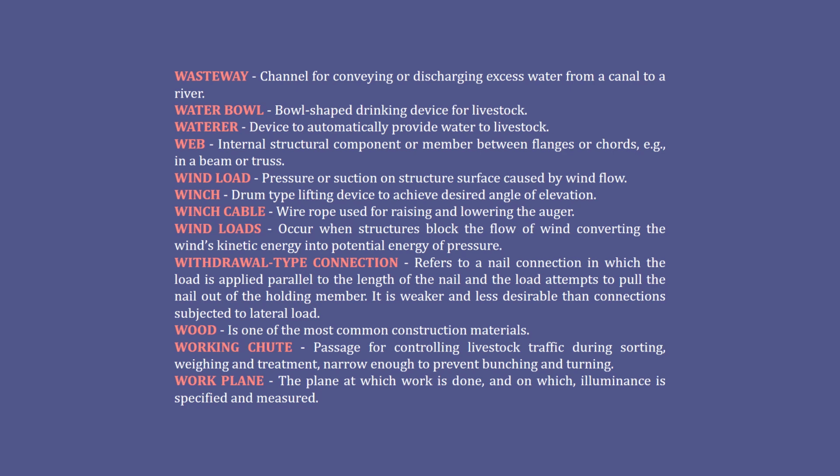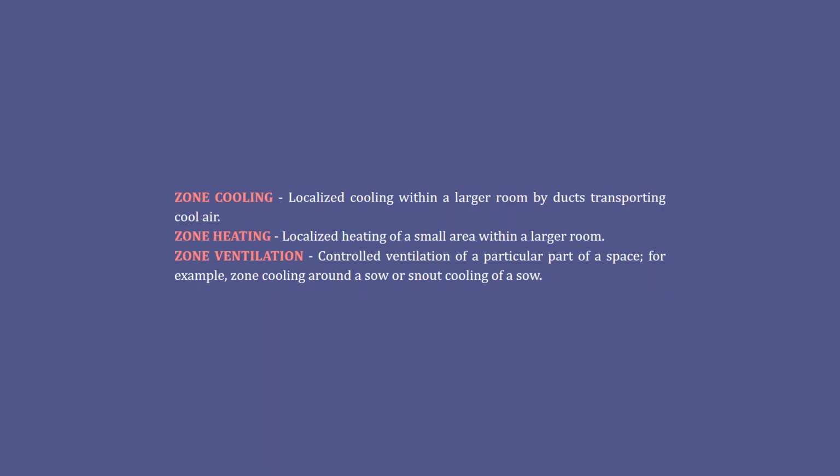Work plane. The plane at which work is done, and on which the luminance is specified and measured. Zone cooling. Localized cooling within a larger room by ducts transporting cool air. Zone heating. Localized heating of a small area within a larger room. Zone ventilation. Controlled ventilation of a particular part of a space, for example, zone cooling around a sow or snout cooling of a sow.